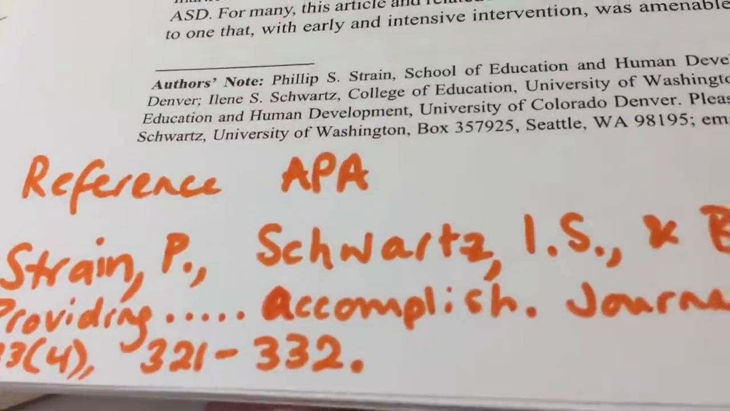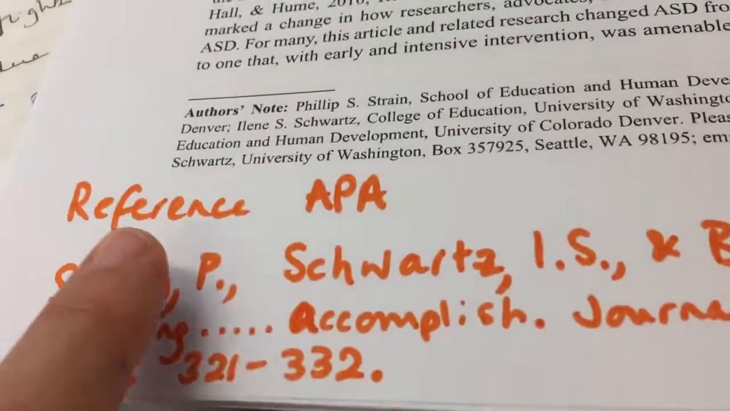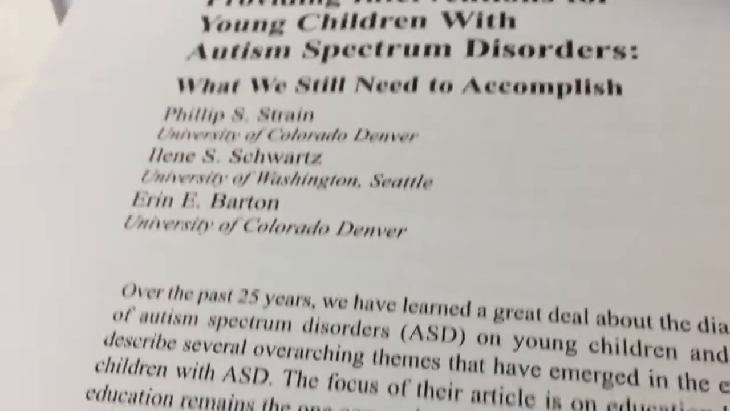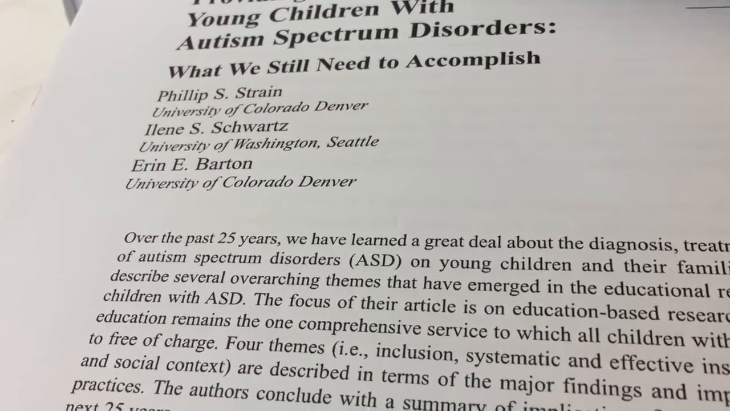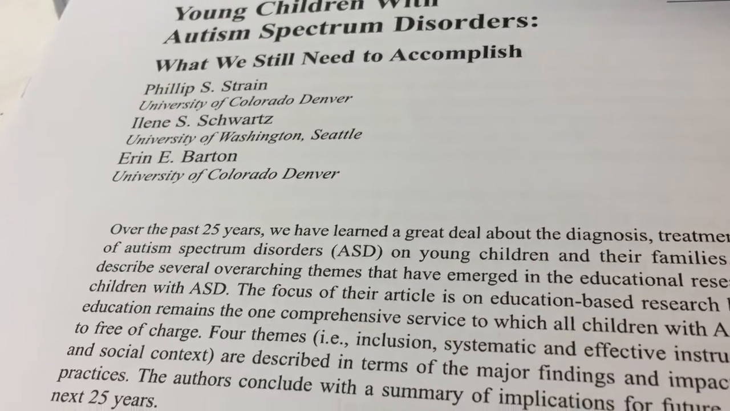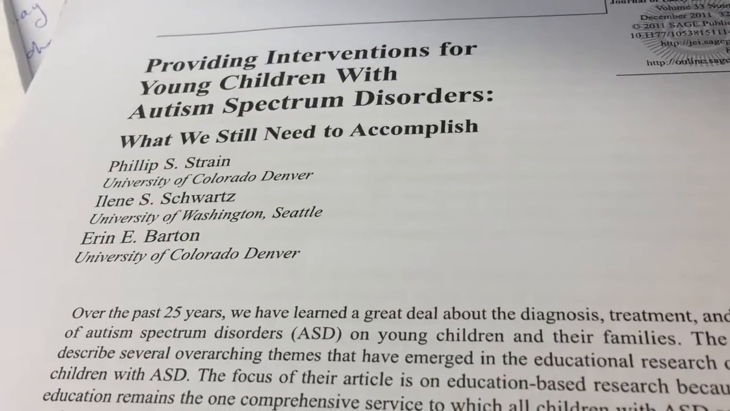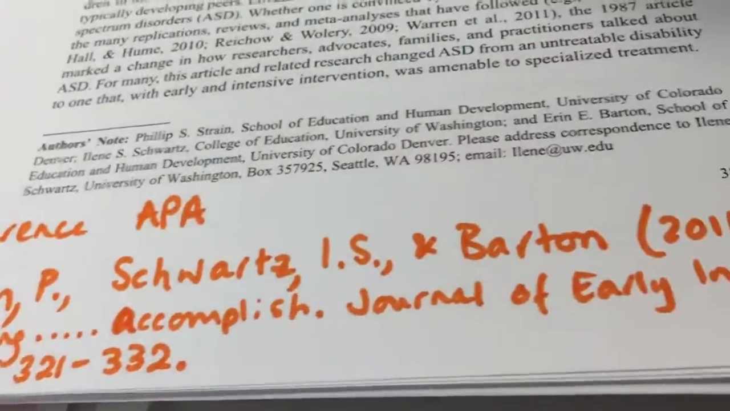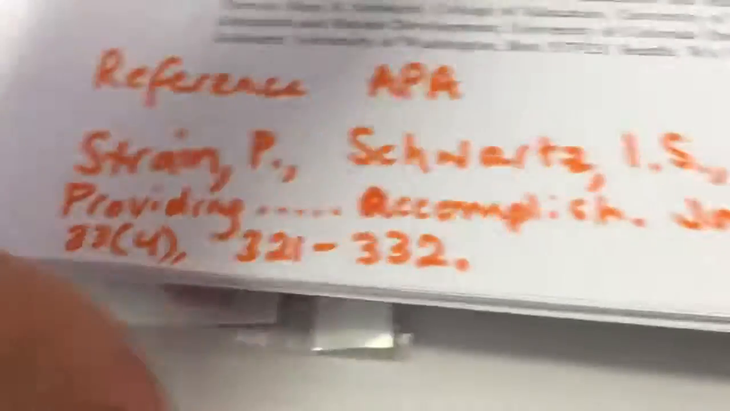Now, when you come to the reference list at the end, the reference for this paper will be Strain, P., comma, Schwartz, I. S., comma, and Barton, E., comma, 2011. The article title, Providing Intervention for Young Children with Autism Spectrum Disorders: What We Need to Accomplish. Then you will have the Journal of Early Intervention, and then the volume information and the page numbers.